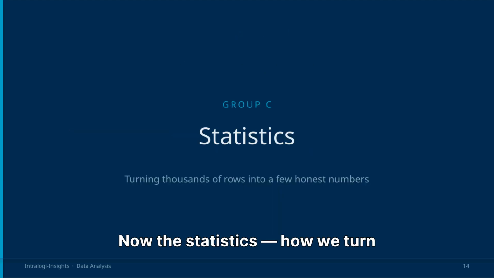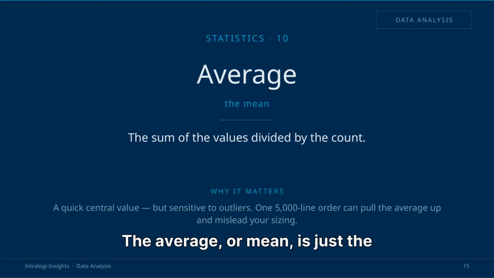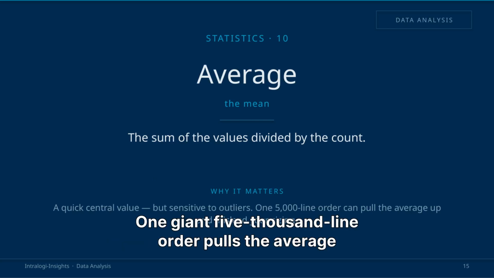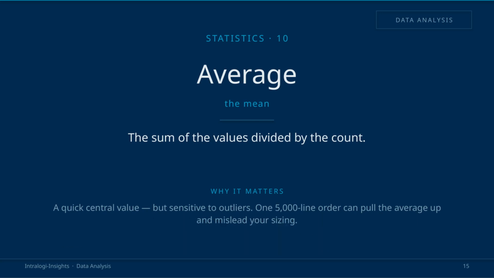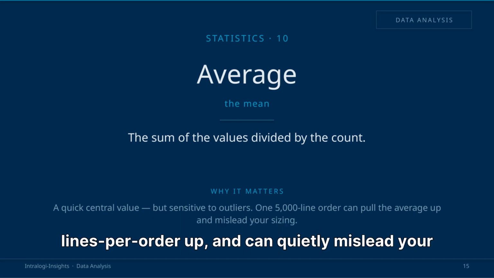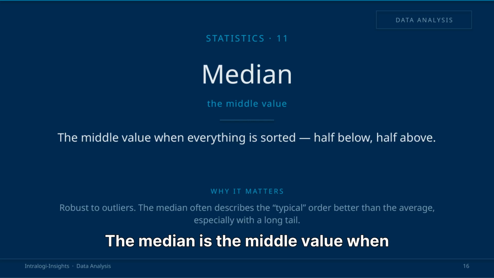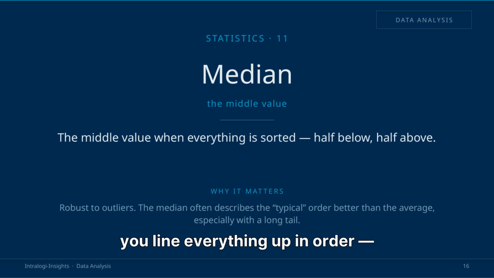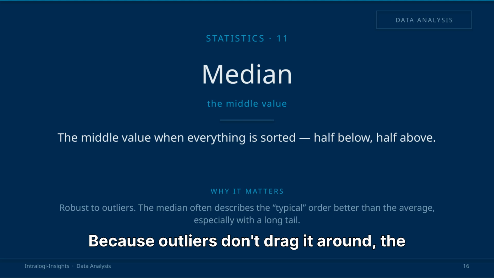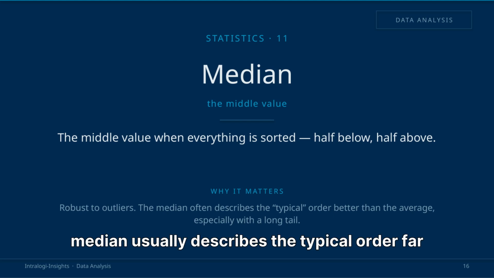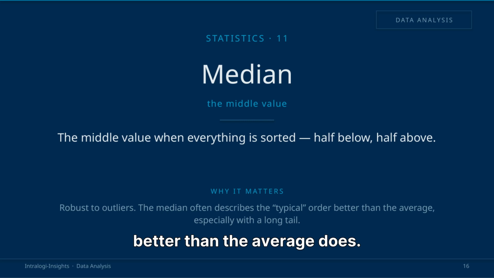Now the statistics, how we turn thousands of rows into a handful of honest numbers. The average, or mean, is just the sum divided by the count. It's a quick sense of the middle, but be careful, it's easily distorted. One giant 5,000 line order pulls the average lines per order up and can quietly mislead your whole design. The median is the middle value when you line everything up in order, half below, half above. Because outliers don't drag it around, the median usually describes the typical order far better than the average does.